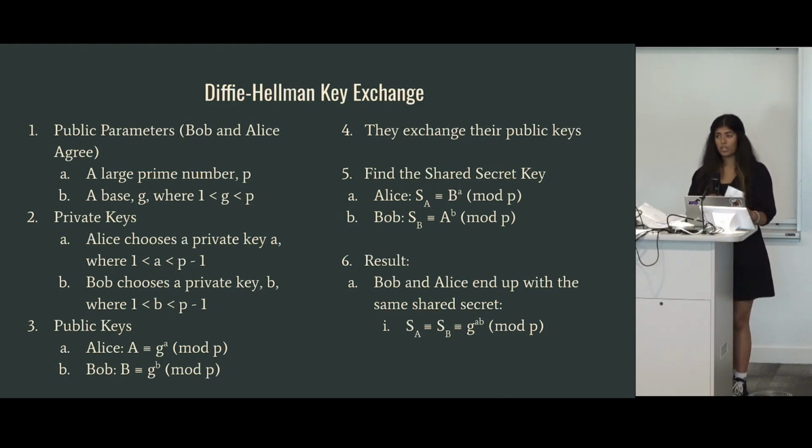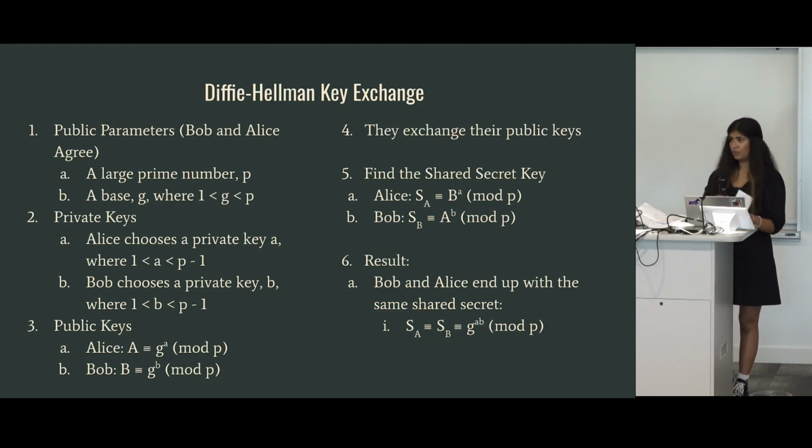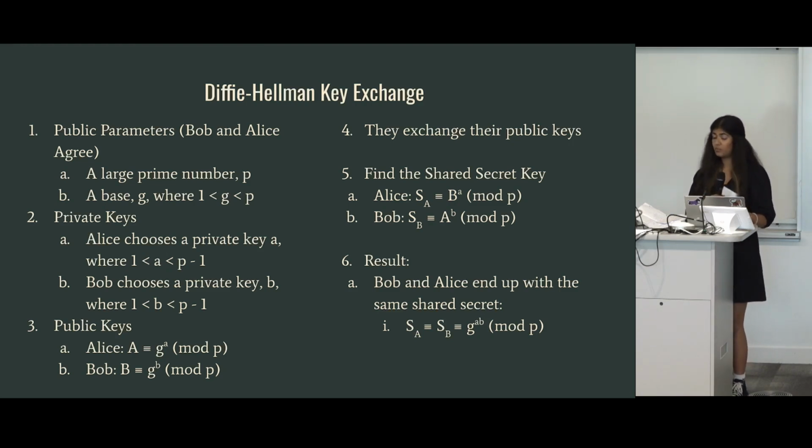After they compute their public keys, they exchange them. So Alice gives her public key to Bob, and Bob gives his public key to Alice. These keys are exchanged publicly, so an eavesdropper Eve would know what they are, but it doesn't compromise security because the numbers are so large.